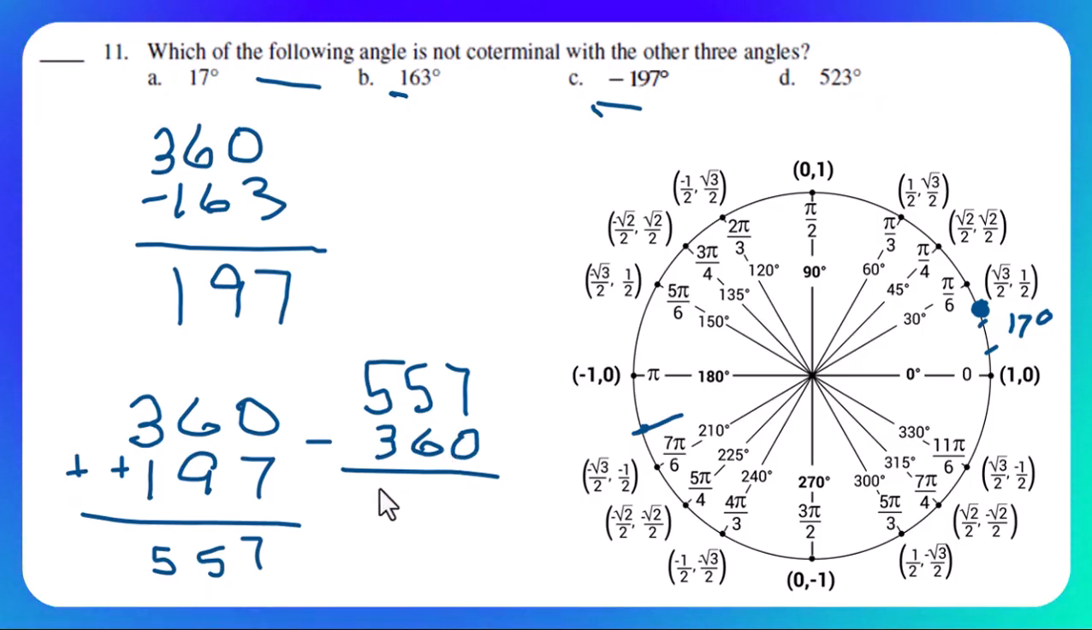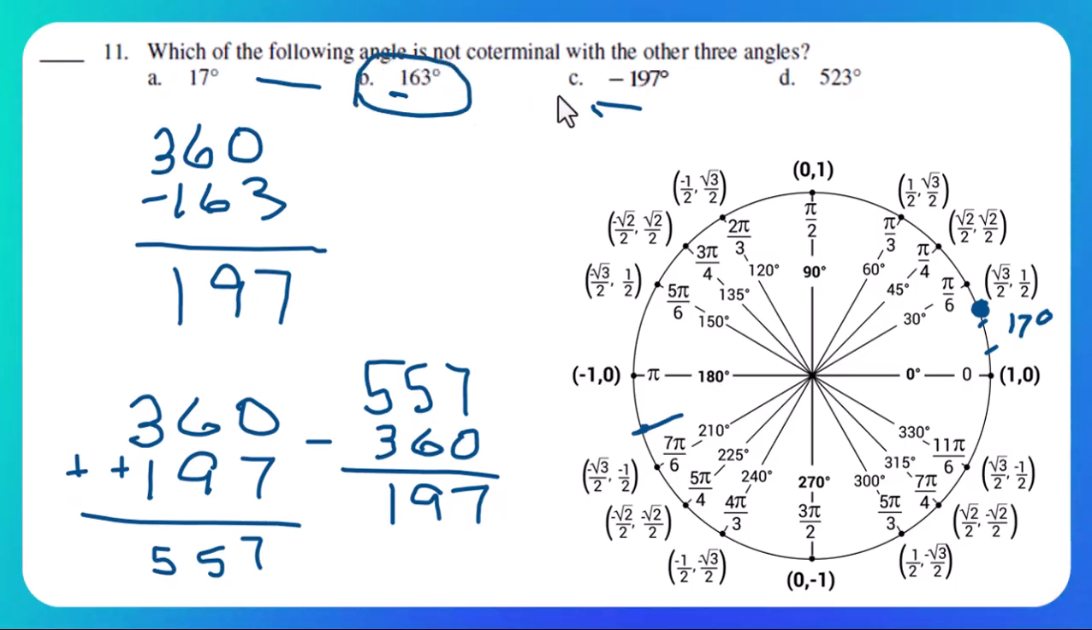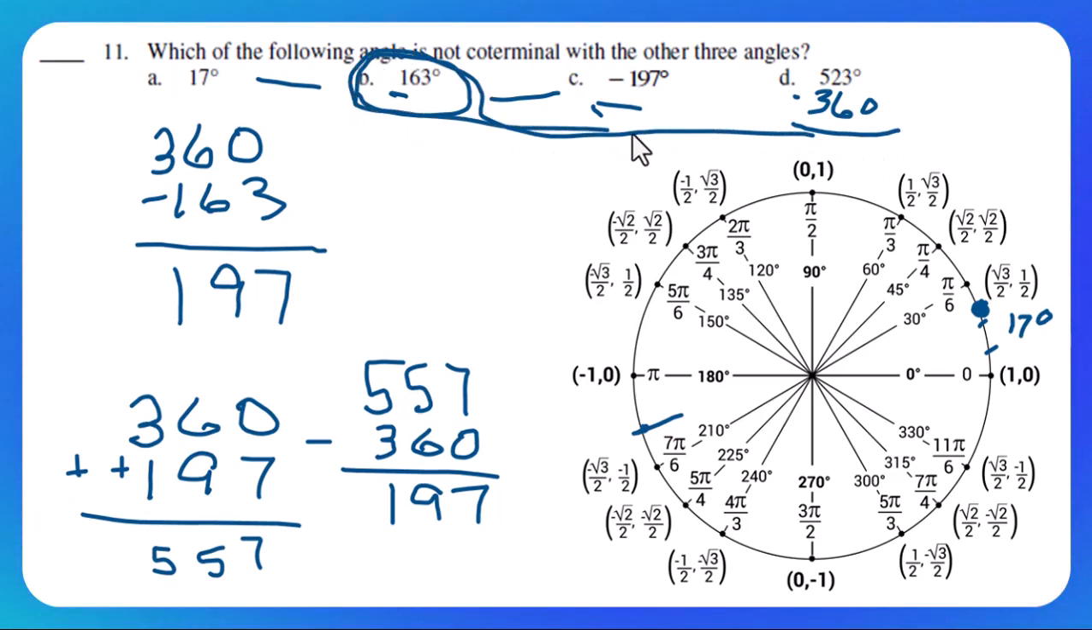Positive. And then 360 minus 197 again is 163. So this matches with this one. And then 523 degrees minus 360 is 163. So these three match up as far as terminal angles. This one is the odd man out.